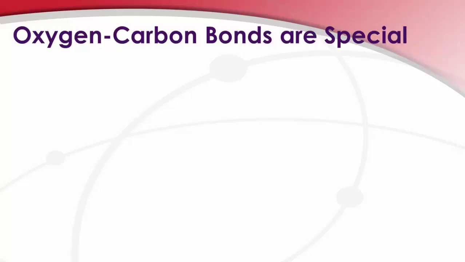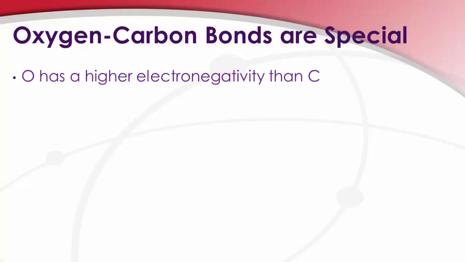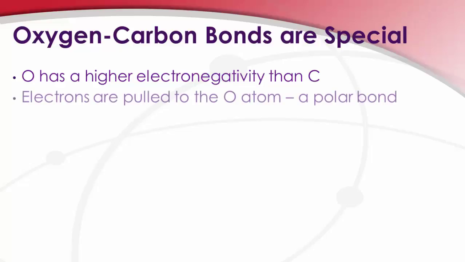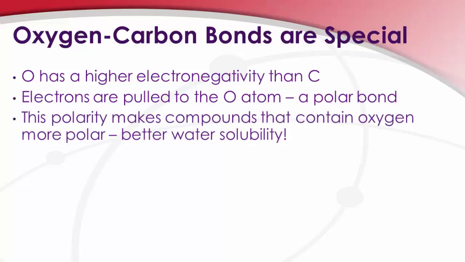So oxygen-carbon bonds are not like some of the other ones we've seen so far. And the reason for this is that oxygen has a higher electronegativity than carbon. And as we talked about in the previous structure and bonding unit, electrons then are pulled to the oxygen atom from the carbon, creating what's called a polar bond. And this polarity then makes the compounds that contain oxygen more polar. And one of the aspects of that then is that they have better water solubility.